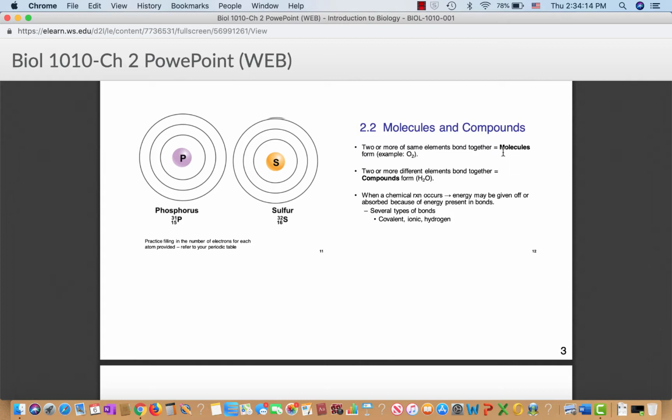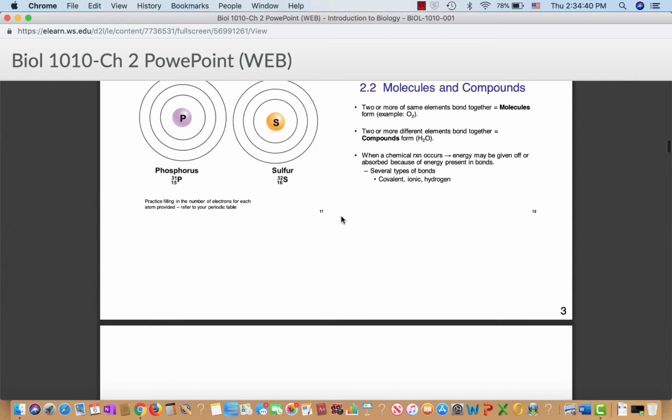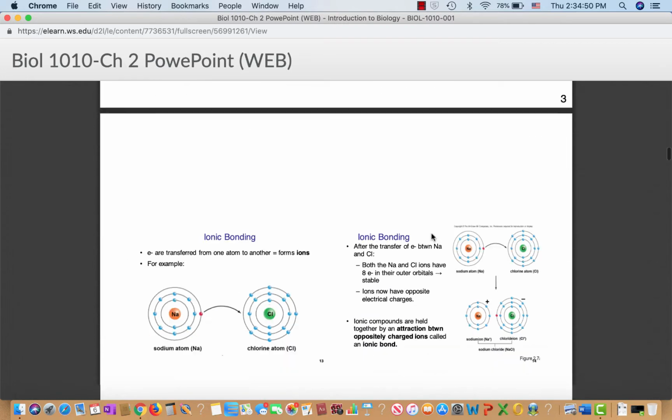If you have 2 or more of the same element bond together, then we're calling that a molecule, which I know we'll also talk about later, and we'll say like a molecule of glucose. So just for the purposes of this first exam, use this definition of molecule, and then we'll worry about the other later. And if you have 2 or more elements bonded together, that's a compound. And when a chemical reaction occurs, energy is either given off or absorbed as you're making and breaking bonds. And you have multiple types of bonds: covalent, ionic, hydrogen.